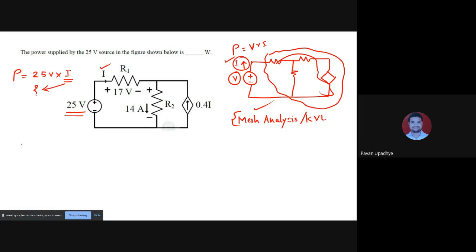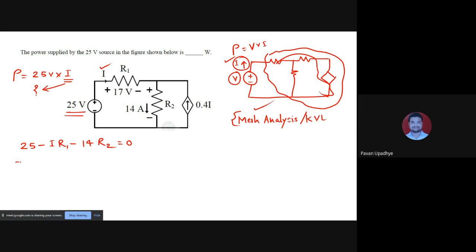Okay, so 25 minus I into R1 minus 14 ampere, which is written over here. So 14 ampere is the current moving downwards through R2, so 14 R2 will be the drop across it, is equal to 0. So we have got one equation.